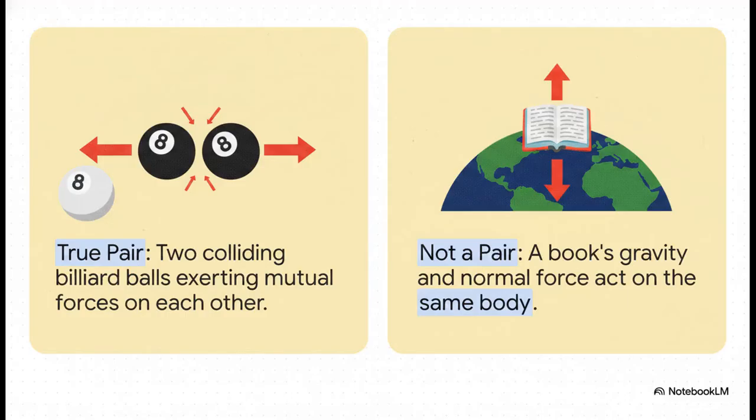Let's look at these diagrams side by side to really hammer this home. Bouncing billiard balls show true action-reaction pairs, whereas a resting book's forces simply represent static equilibrium. Let's be perfectly clear on this. The book on the table experiences gravity pulling it down and normal force pushing it up. Those cancel out because they act on the exact same object, the book. But a true action-reaction pair would be the earth pulling the book down and the book pulling the earth up. They are equal, opposite, and act on entirely different bodies.